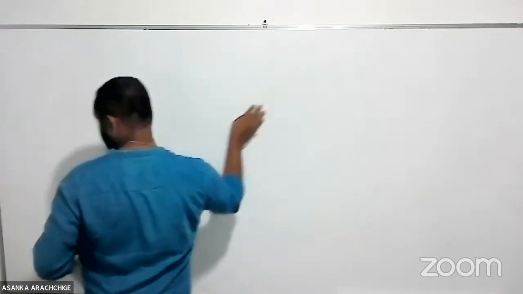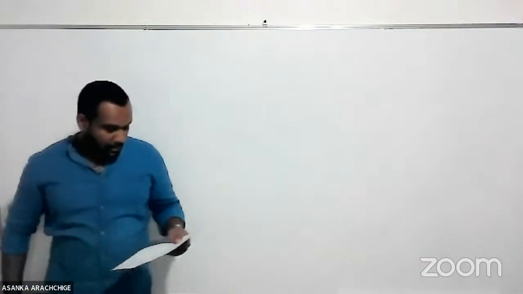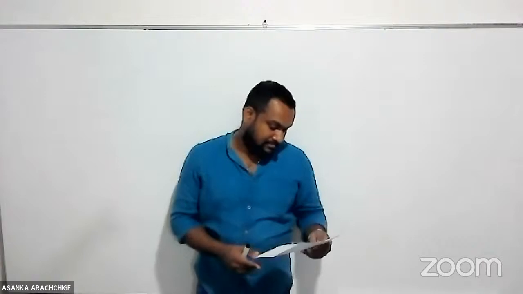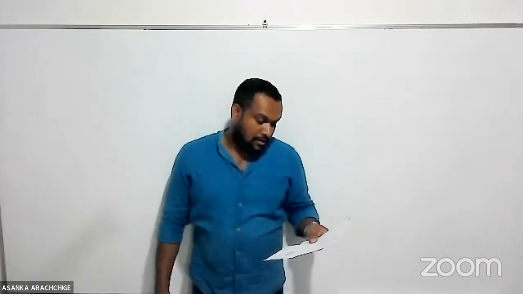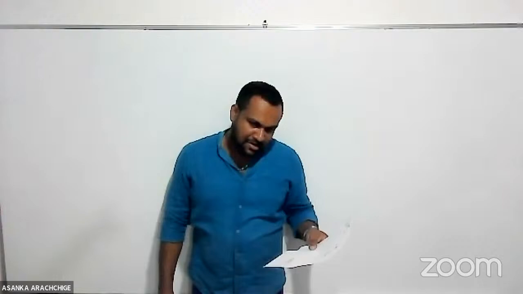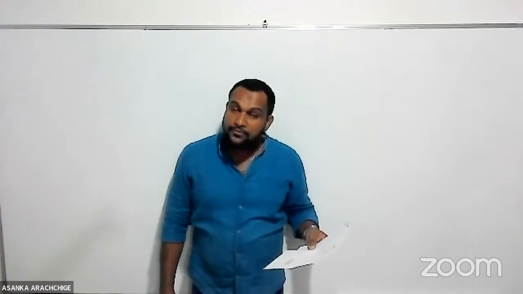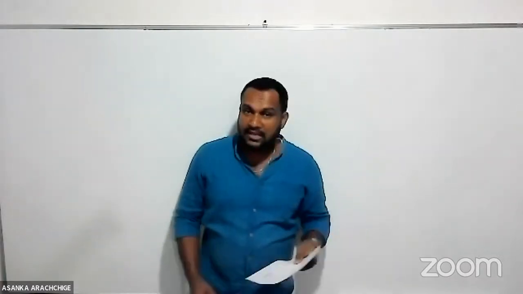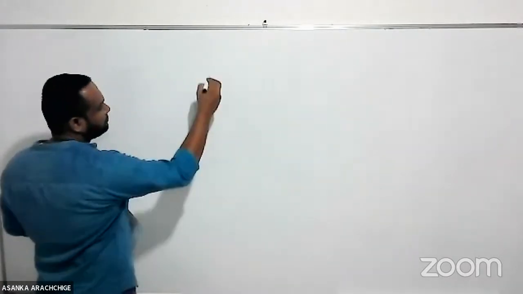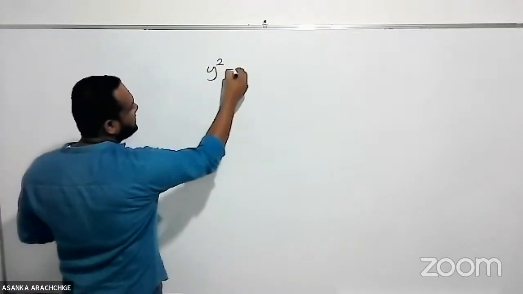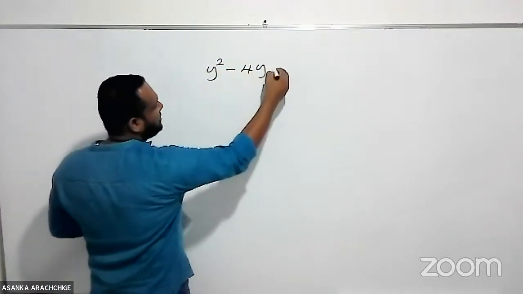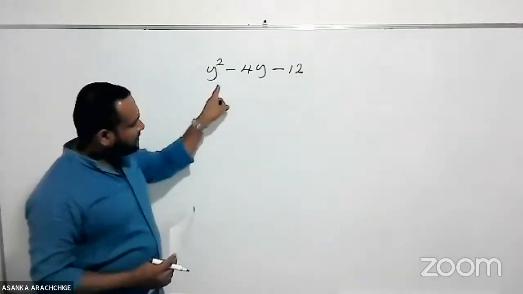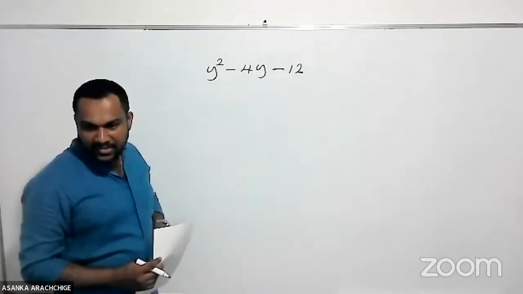Next one. Question number 5. We are given a trinomial quadratic expression to factorize. Y squared minus 4y minus 12. This is the given trinomial quadratic expression.